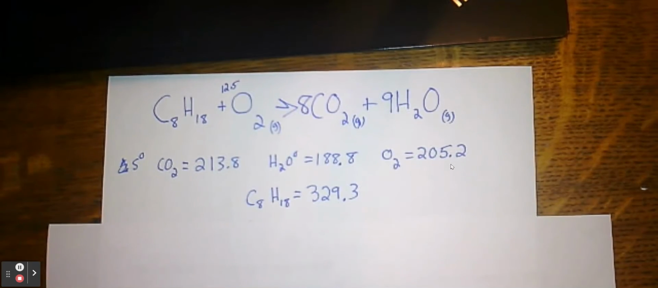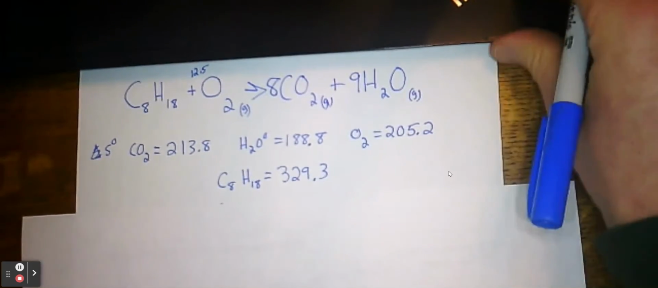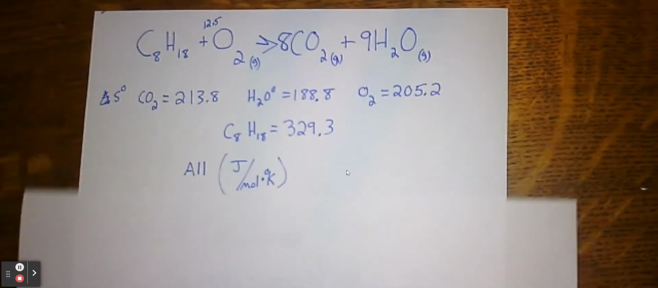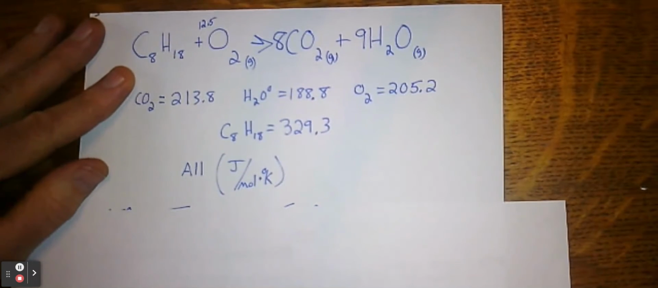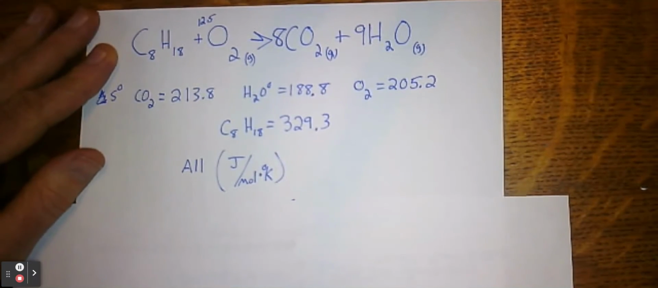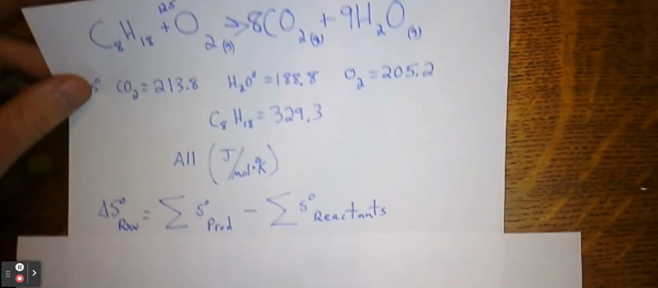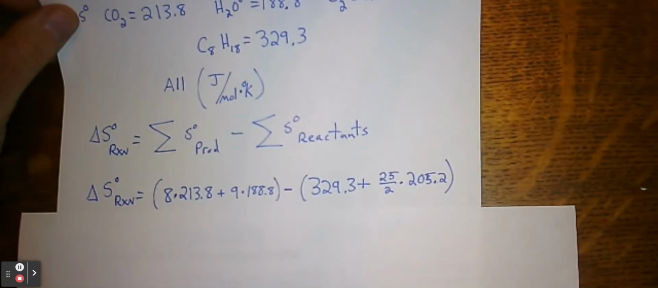I'm going to look up the entropy values. And my entropy values are there. All right. And then they're all in joules per mole per Kelvin. All right. Then there's my formula that I'm going to use. And then I'm going to plug it all in.